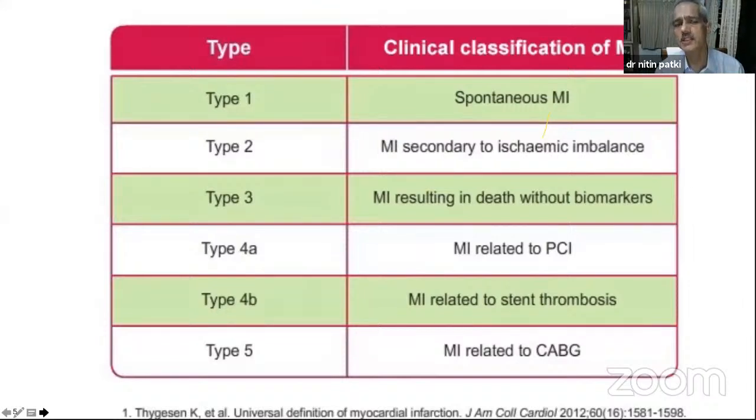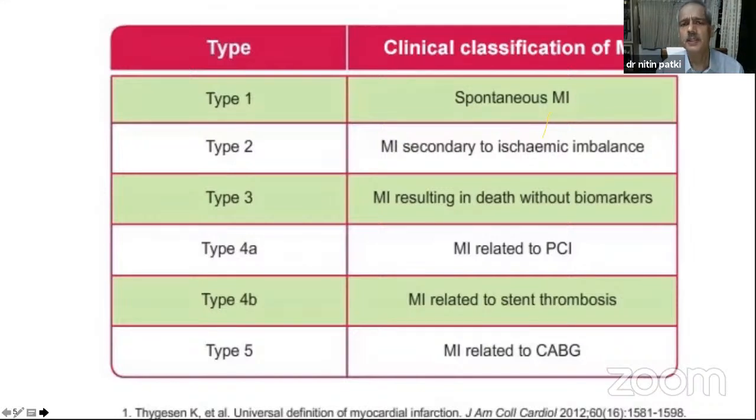The type 2 we just discussed is this imbalance between supply and demand. So there is no actual coronary occlusion per se, but there is an imbalance between what the myocardium needs and what is being supplied to it, especially in people who have significant hypoxia. This is going to be seen.